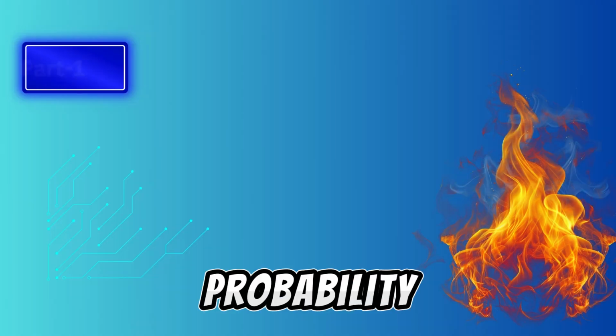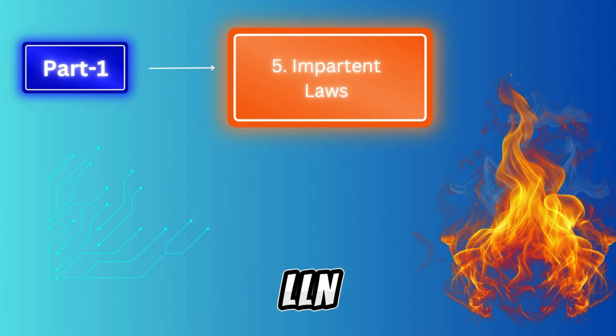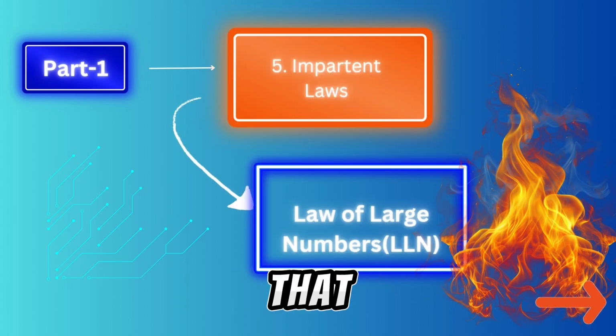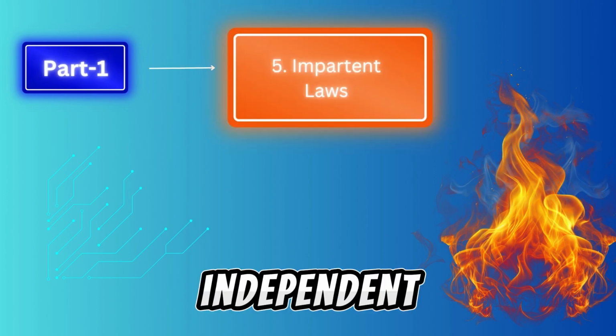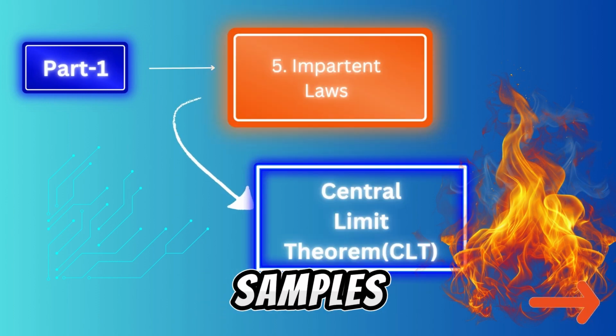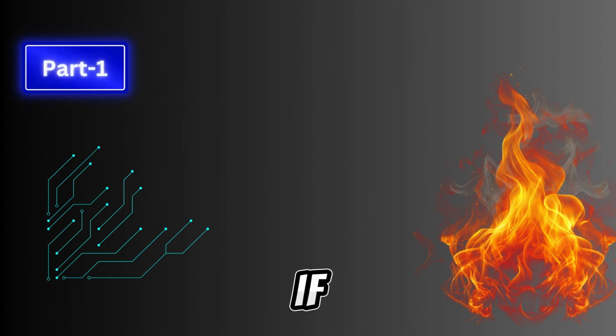In probability theory, the law of large numbers (LLN) is a mathematical theorem that states that the average of the results obtained from a large number of independent and identical random samples converges to the true value, if it exists.